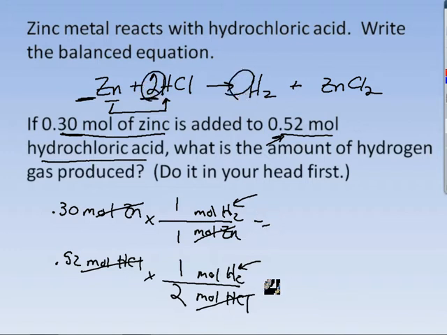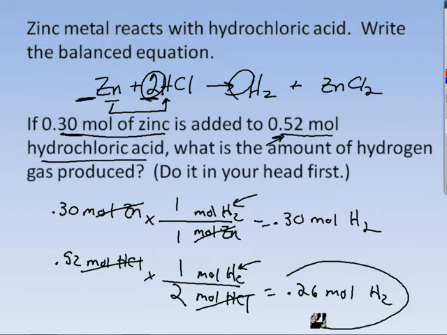Let's go ahead and solve both of these. This top one is going to be 0.30 moles of hydrogen. And the bottom one is going to be 0.26 moles of hydrogen. The important thing to remember is once you have that, the one that is lower is going to be your theoretical yield. In this case, that is lower. That's our theoretical yield, which I'll abbreviate with a TY right there.